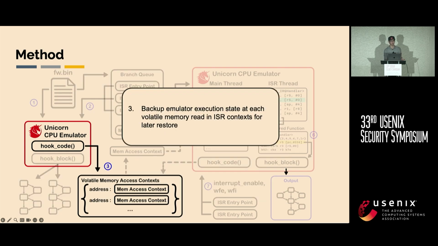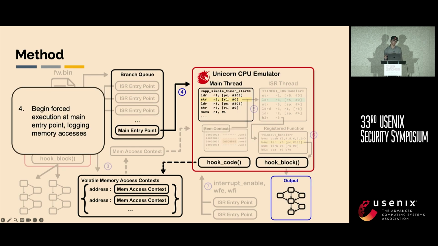When we read from this volatile memory address, we back up the emulator execution state at those instructions so that we can later restore if those locations get written. So once we've done the forced execution on each of the ISRs, we then move on to follow forced execution from the main entry point. And this is pretty much vanilla forced execution, except that we're also paying attention to the memory accesses.